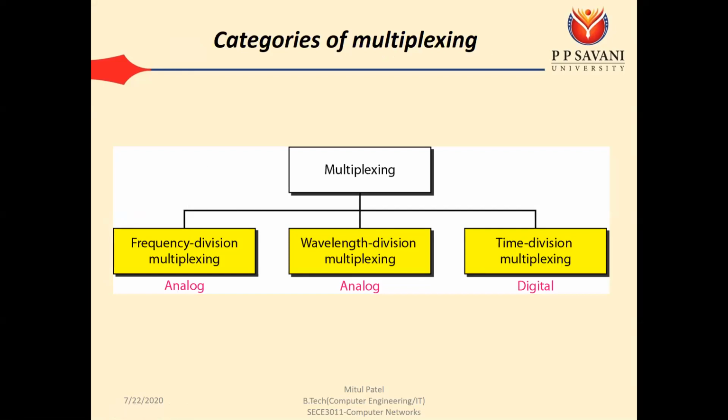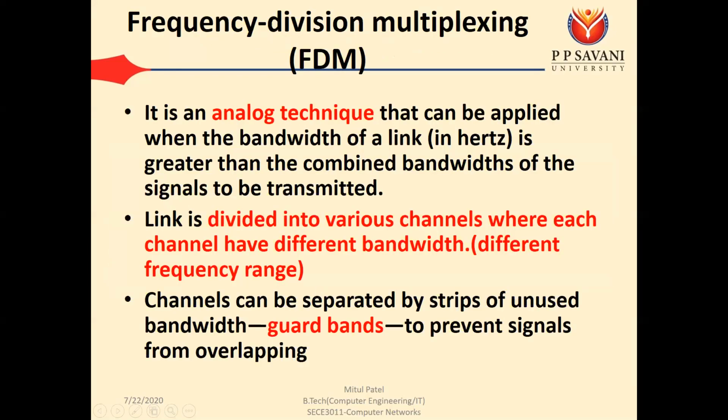So multiplexing can be of three types: FDM, the frequency division multiplexing; WDM, the wavelength division multiplexing; and TDM, the time division multiplexing. We have seen the FDM technique, in which the link is divided into various channels, where each channel has different frequencies. To separate the channels, we use guard bands. Guard bands are sets of frequencies used to prevent signal interference, that is, to prevent the signals from overlapping.